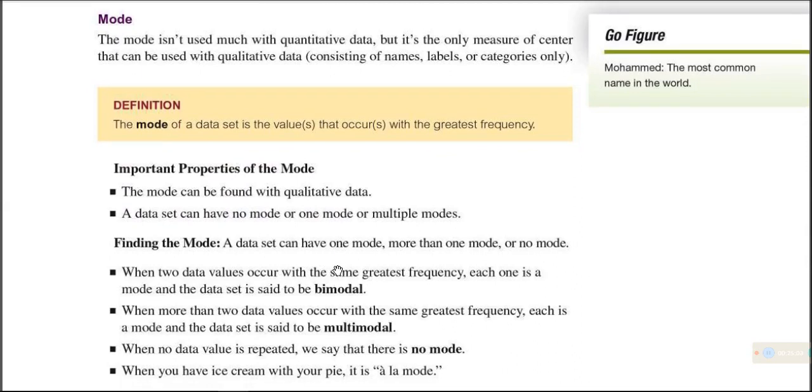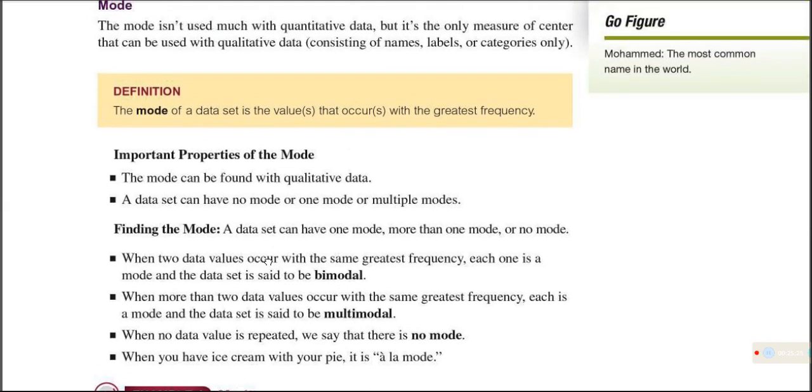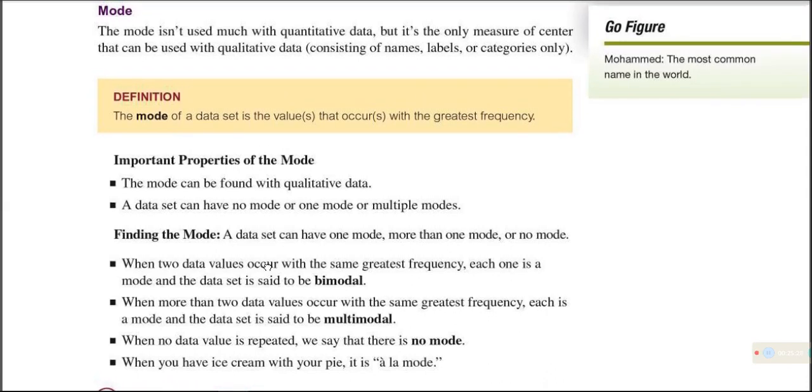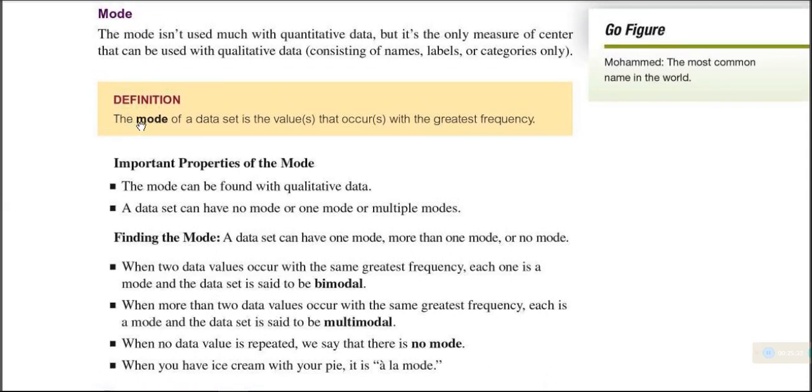Next, we have the mode. For the mode, ang maganda dito, hindi siya limited with just numerical values. Okay lang kahit hindi numbers ang iyong data. Si mean at saka si median, required yan. Dapat numerical, may value. Pero pag mode, pwede kahit nominal o kaya ordinal. Okay? So the mode of a dataset is the value that occurs with the greatest frequency.